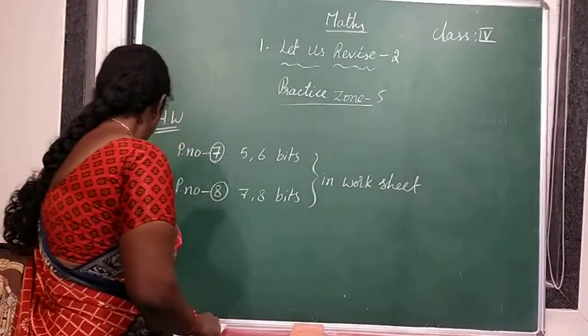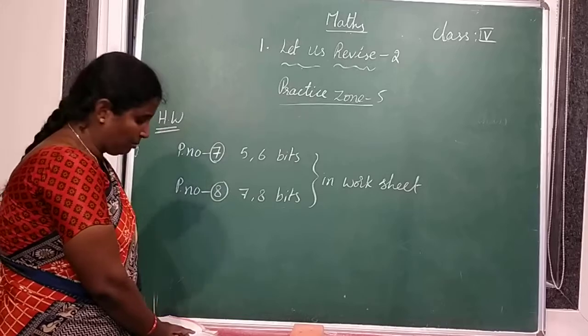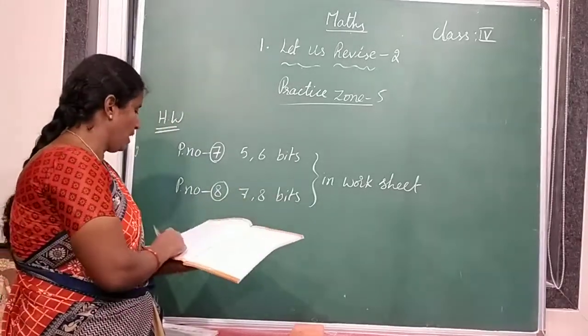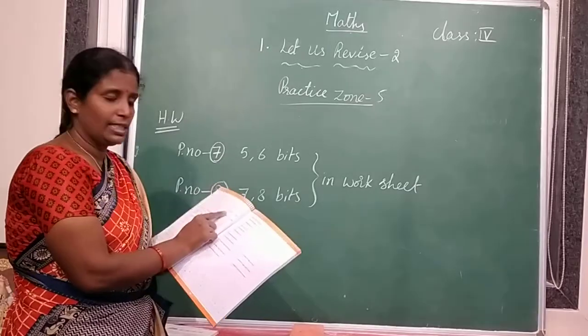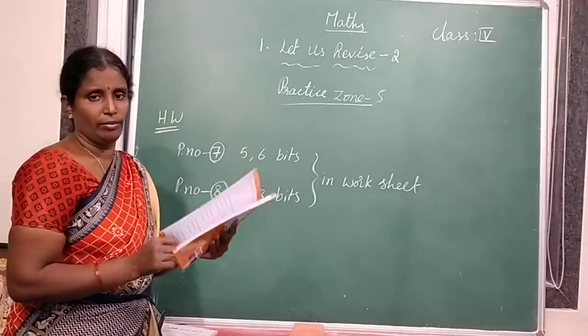So 5th bit is nothing but predecessor, right? Predecessor and successor. 6th bit representation on abacus. 7th bit less than, greater than, and 8th bit arranging in ascending and descending order. Okay.